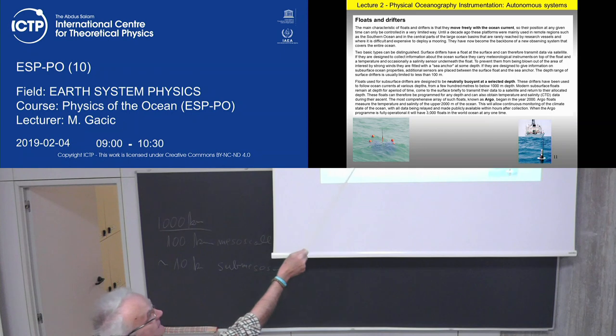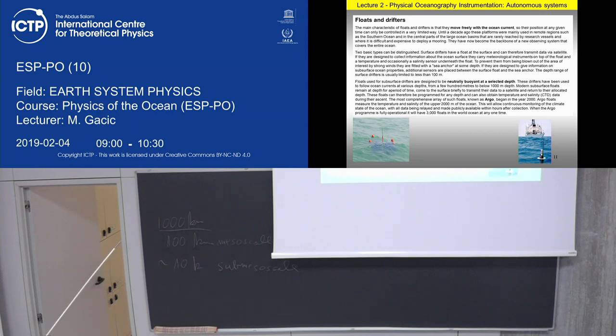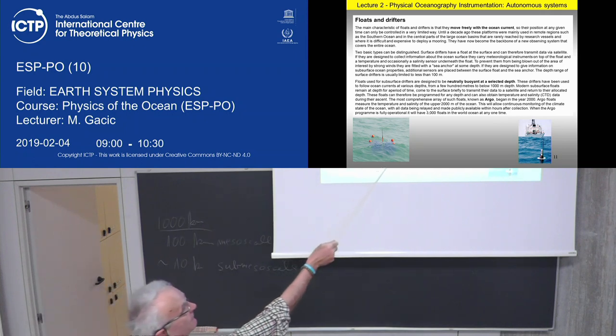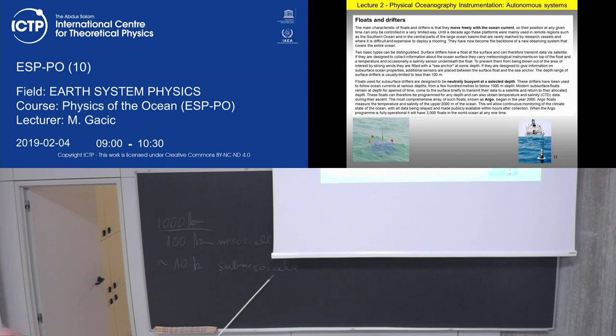So we have surface drifters, which have a float at the surface and can therefore transmit data via satellite. If they are designed to collect information about the ocean surface, they carry meteorological instruments, as I told you before, on top of the float, and they can also occasionally carry salinity and temperature sensors. And this is a very, very important thing: to prevent them from being blown out of the area of interest by strong winds, they are fitted with a sea anchor at some depth. If they are designed to give information on subsurface ocean properties, additional sensors are placed between the surface float and the sea anchor.